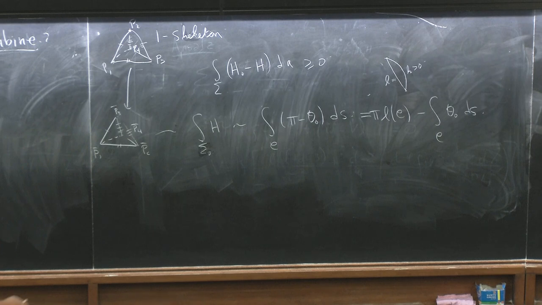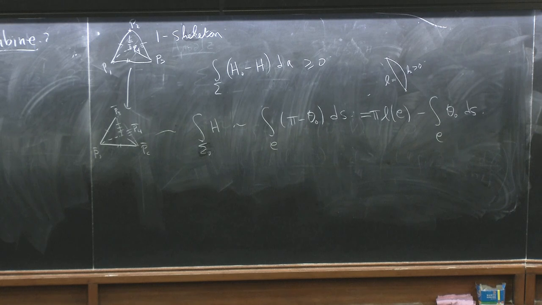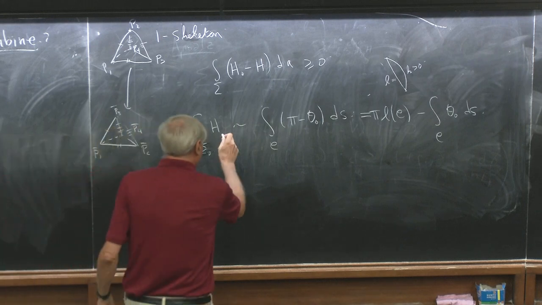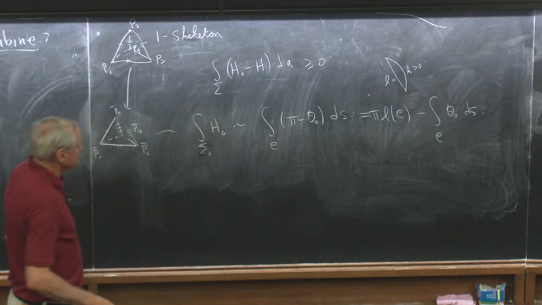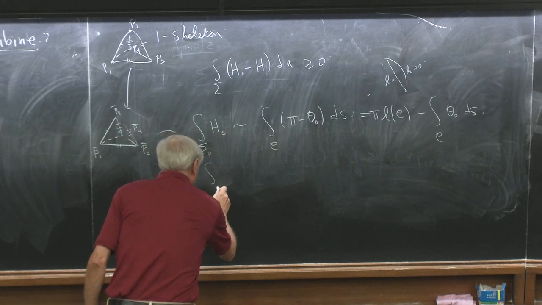Okay, and similarly, I could do that. It's a local calculation, so I could similarly say that morally, the integral of h is also the integral of pi minus the dihedral angles. And so this is the integral. This would be h naught. This is in the model space, and in the original space, it's also true.